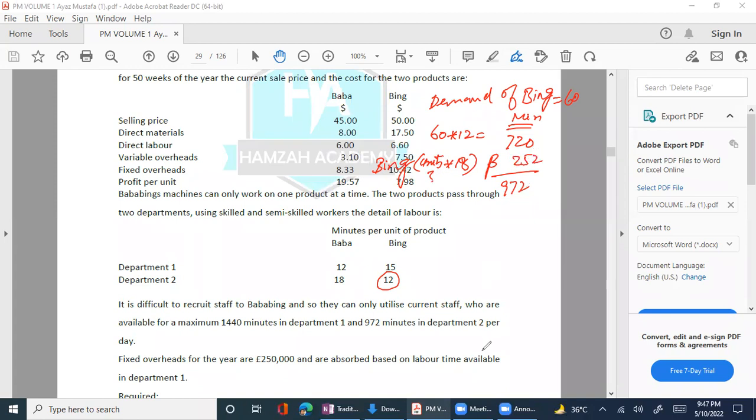252 minutes available. And we know that for one Baba, we need 18 minutes. So we will divide 252 by 18. We will get the number of units of Baba. The first 60 units will be of Bing because it was the first priority, and the remaining time will be utilized for the second priority. Do you get your understanding clear? Yes, 14 units.